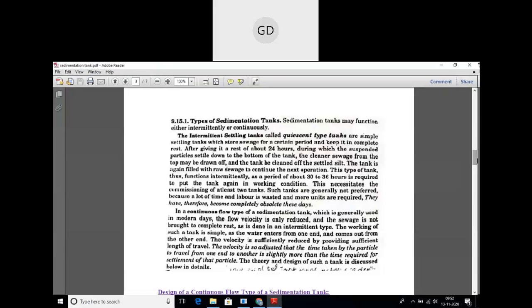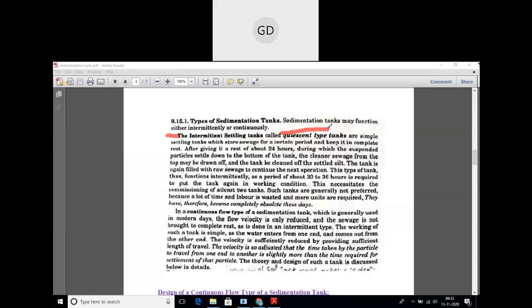We have learned that there are rectangular and circular tanks. But now, according to the function, sedimentation tanks can be either intermittent or continuous. So let's see what is intermittent and what is continuous. The intermittent settling tanks are called quiescent type tanks.